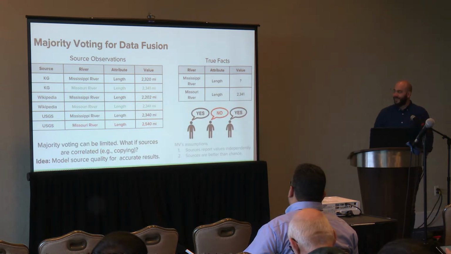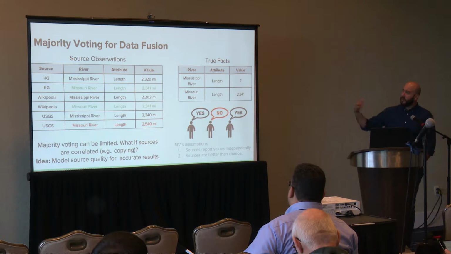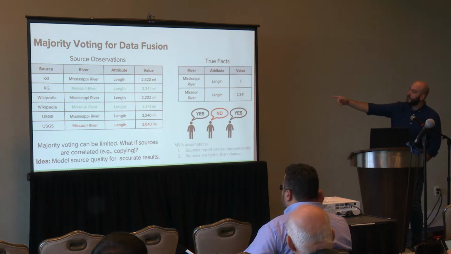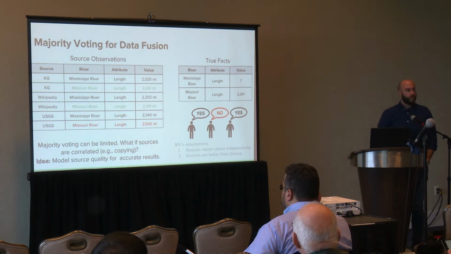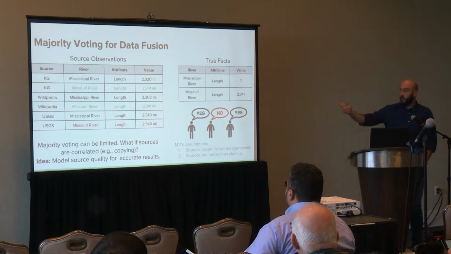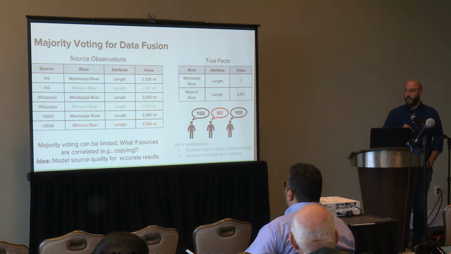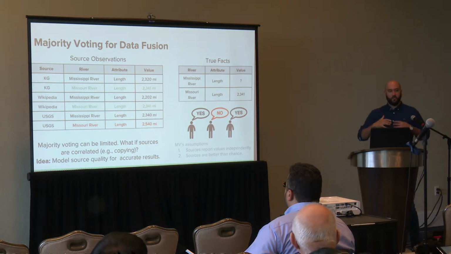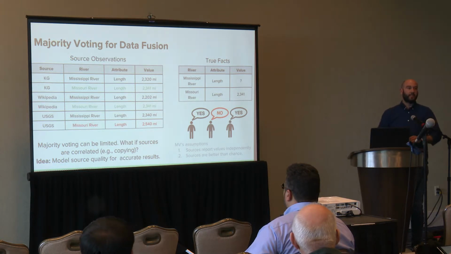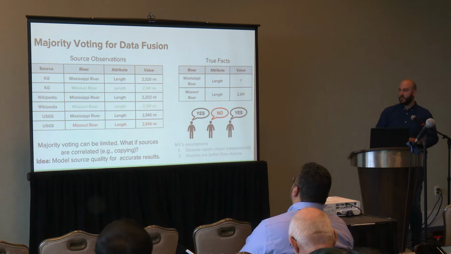Majority voting, right? If I take the majority vote, I can actually find the true value for Missouri. I have 2341 appearing twice versus the other value appearing only once. I can find that. But I cannot do the same thing for the Mississippi River. So majority voting is a great heuristic. It works very well in many practical scenarios, but it suffers from many limitations.